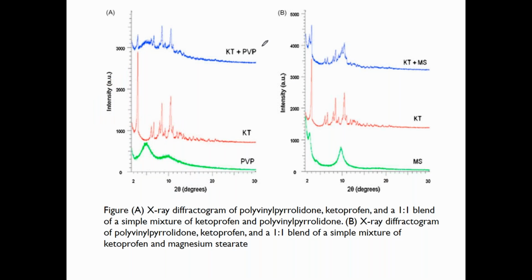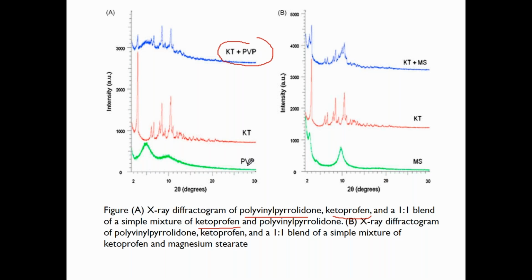Look at the peak here. I'm giving you just one example. This is PVP, one of the excipients. Another one is KT, which is ketoprofen. It's one of the drugs used for the study by the group of people who carried out this research work. They blended ketoprofen with PVP. PVP is polyvinyl pyrrolidone, KT is ketoprofen, and KT plus PVP is the physical mixture.